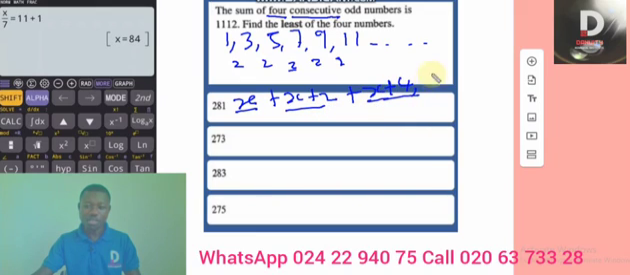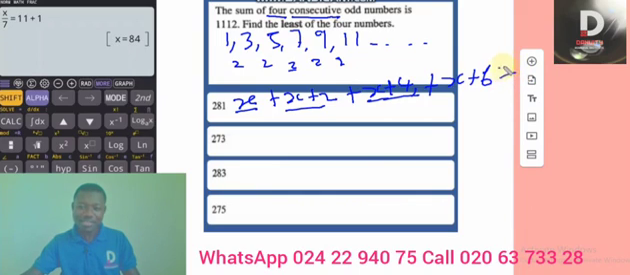He said 4 of them. Plus the next one is x plus 6. If I add 2 to the third one, it gives me that. Why am I doing so? Because the intervals are 2, 2, 2. So what did he say? He said the sum of them is, in mathematical sign, 1112. Solve it. He said find the least number. The least will be x. So if we solve it and get x, that's the answer.